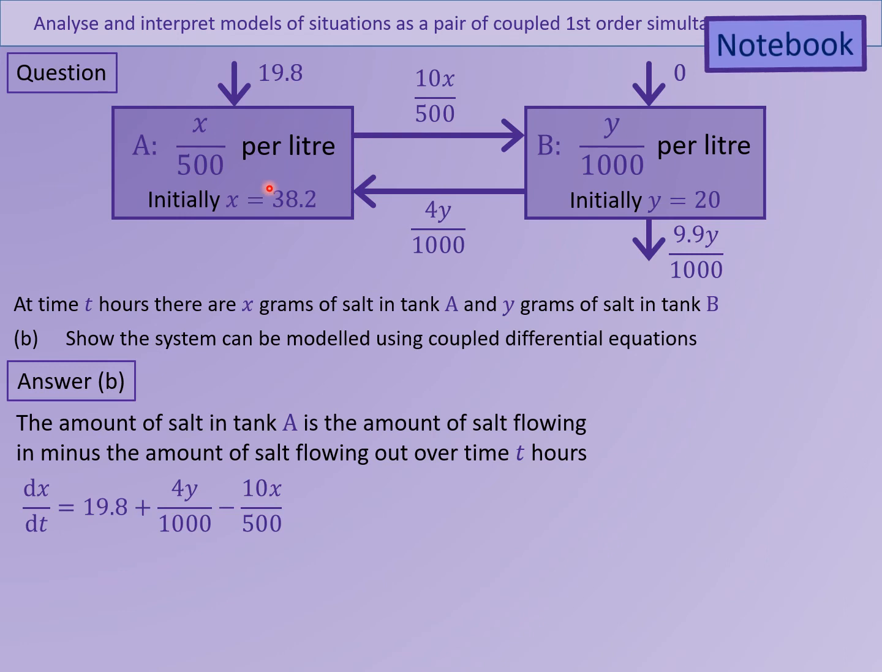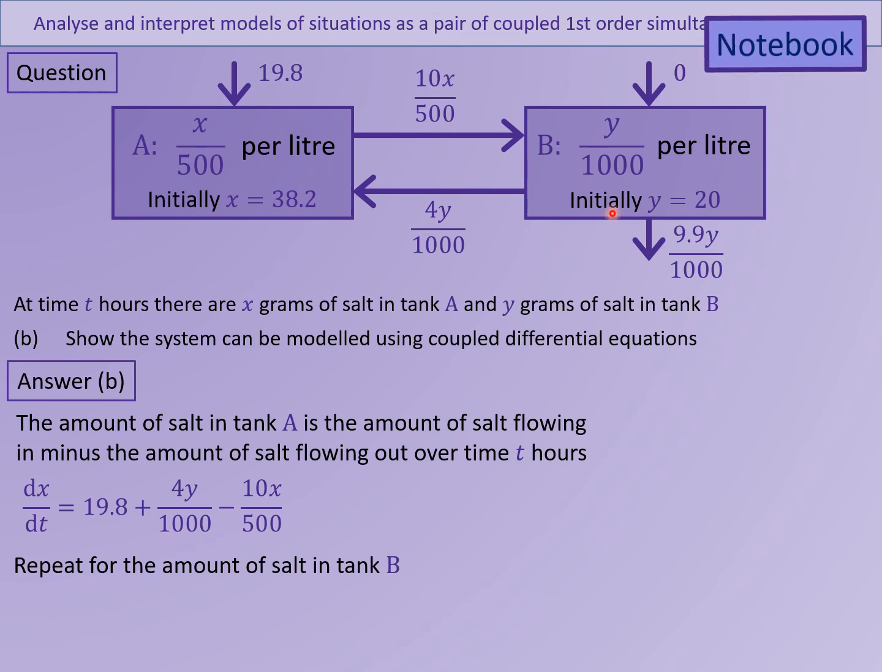So I know that my change in the salt in tank A, so that's the change in x, the concentration of A. So the change in x over change in time is equal to, well, 19.8 flows in. 4y over 1,000 definitely flows in, but I'm losing 10x over 500, which is where that part comes in. Perfect. What about for part B?